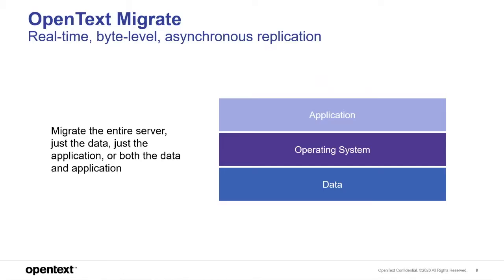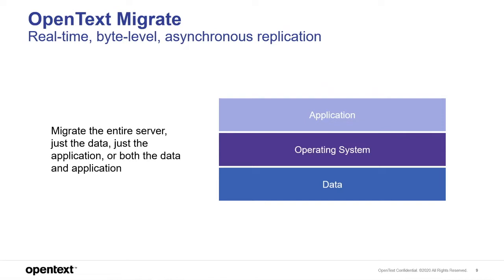OpenText Migrate provides real-time byte-level asynchronous replication. And you can migrate an entire server. You can migrate just the data, just the application, or both the data and application, or any combination of those. So you can configure all that, and Migrate will do the migration for you. And it's your task to decide when you think you are ready to migrate.